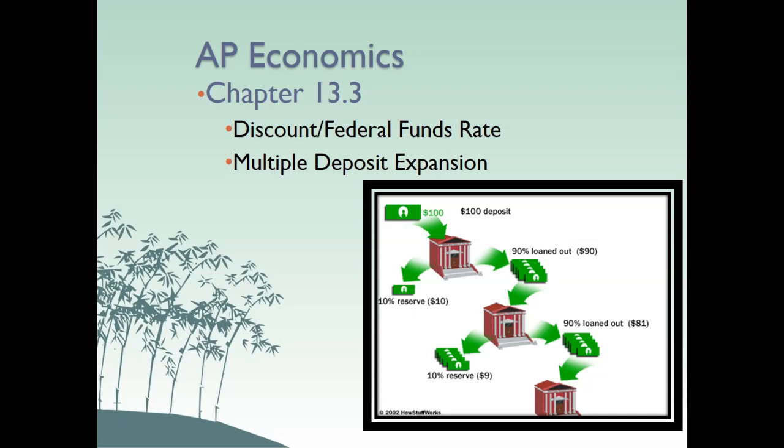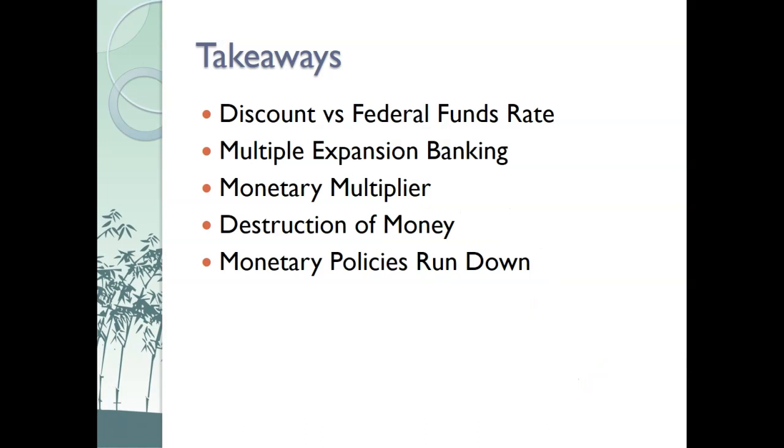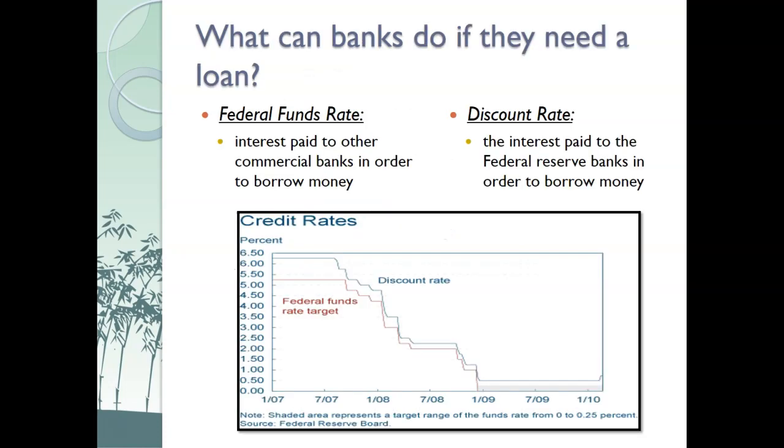Today we're finishing up our conversation on the Federal Reserve. We're going to talk about what the discount rate and federal funds rate are, and multiple deposit expansion banking. Along with that, we're going to go over what the monetary multiplier is. We're going to talk about the concept of destruction of money, kind of from the financial point of view actually. And then we're going to do a quick rundown on all the monetary policies that we've talked about in passing, but let's just take a moment and really solidify what they are.